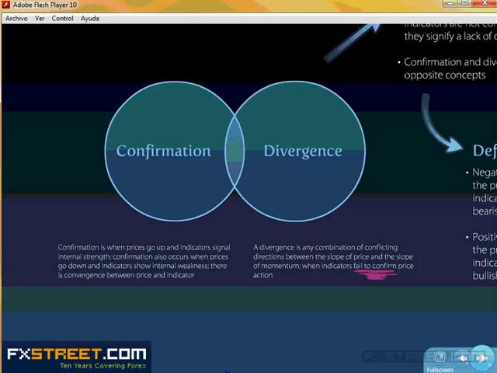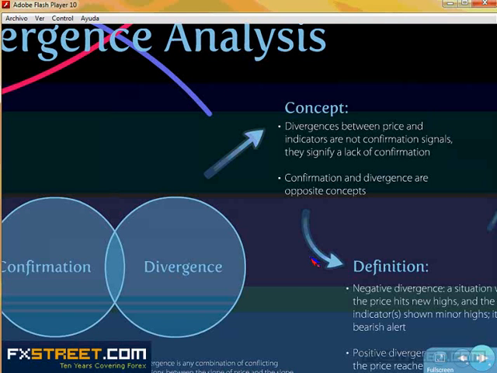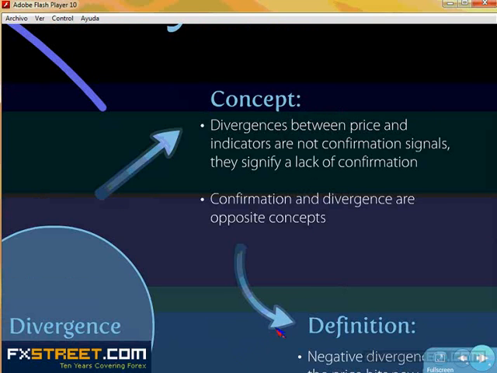This is important to distinguish the term divergence. Divergence is any combination of conflicting directions between the slope of price and the slope of momentum. It's when indicators fail to confirm price action. So the divergence is born out of the concept of confirmation. That would be the origin of the concept. Divergences between price and indicators are not a confirmation signal; they signify a lack of confirmation.